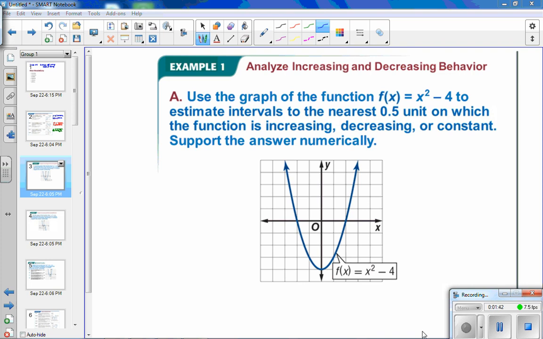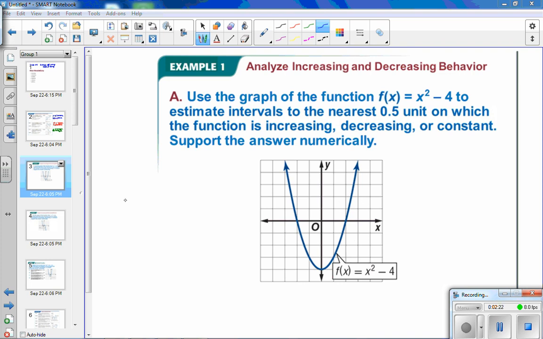For this next problem, we are asked to use the graph of the function f of x equals x squared minus 4 to estimate intervals to the nearest 0.5 unit on which the function is increasing, decreasing, or constant, and then we're asked to support our answer numerically. Now, first of all, notice on this graph that as we move from left to right, it appears to be falling from negative infinity up until we get to about, well, we can see at 0. We can see at 0 it changes directions and becomes increasing.